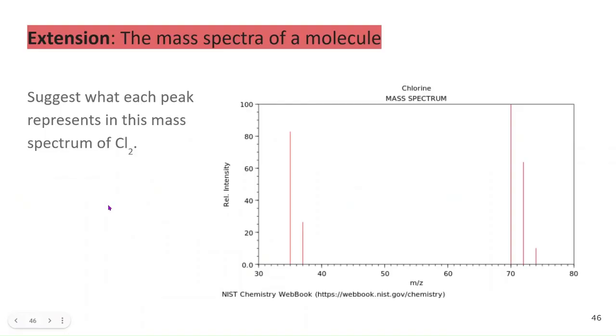Suggest what each peak represents in this mass spectrum of Cl2, chlorine 2. So we have relative intensity and the mass to charge ratio, right? And this is for elemental chlorine, which is two chlorines bonded to each other. And we have these 5 different peaks for Cl2.